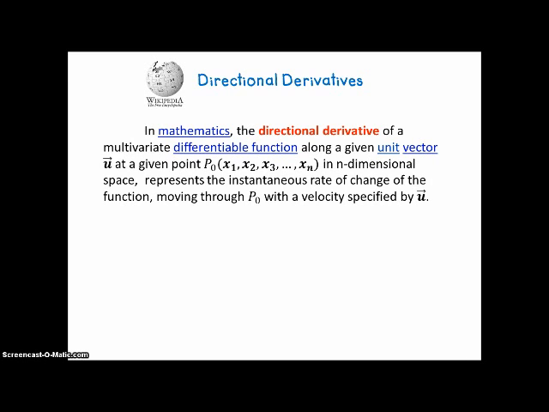Now see, in this case we're generalizing. Vector u does not have to be the gradient vector. If u is the gradient vector, then you're going to get the maximum directional derivative value.